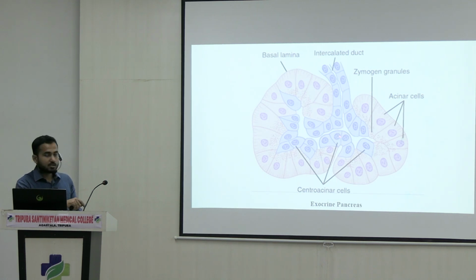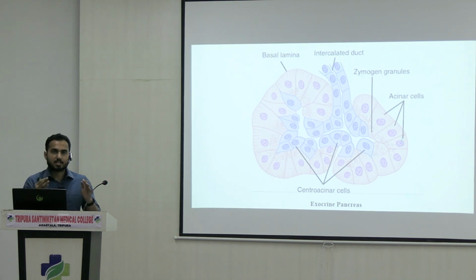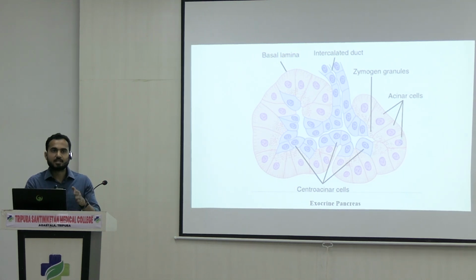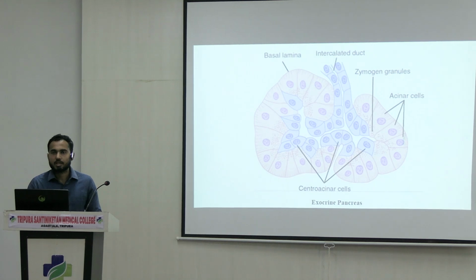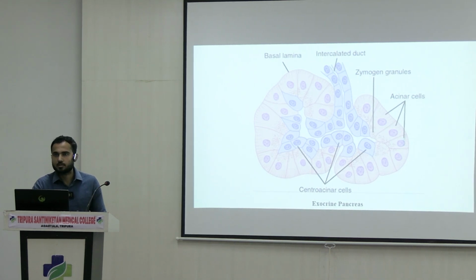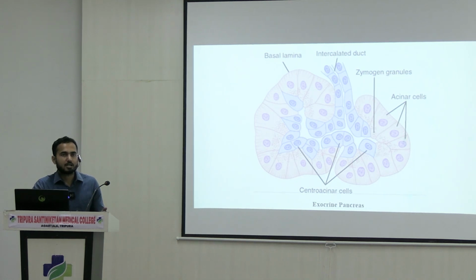The most important function of the centroacinar cells is that, once the pancreatic secretion, the exocrine secretion, is taking place, they add bicarbonate ion into the pancreatic secretion. That is the important function of the centroacinar cells.